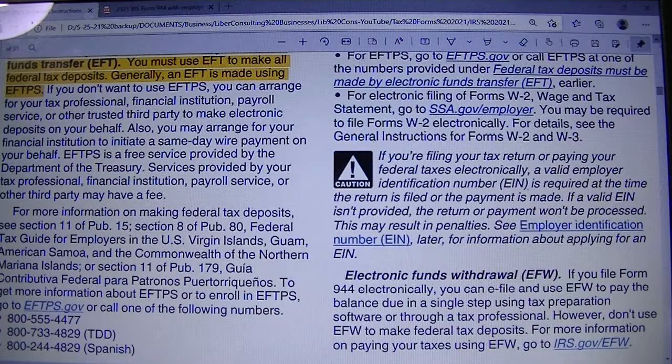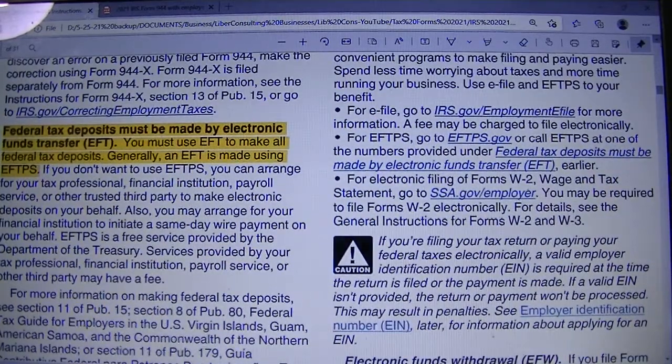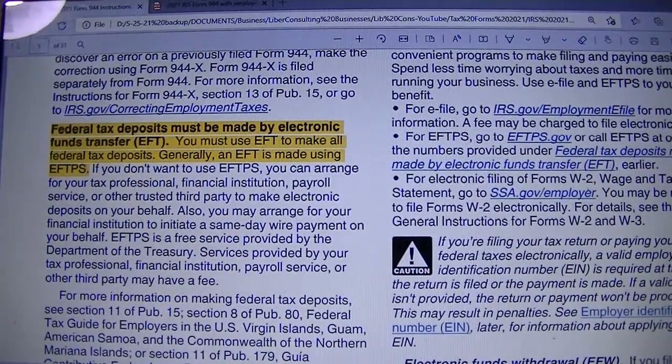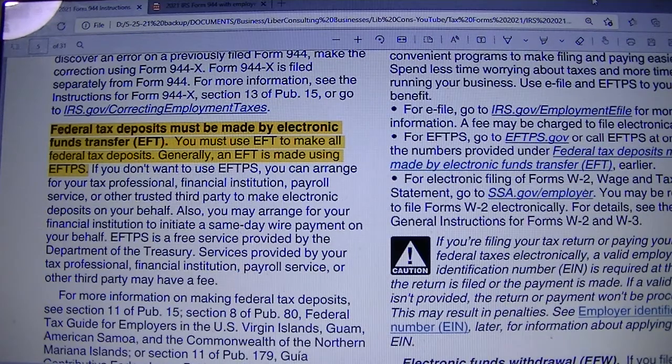Yeah, so when I'm reading an IRS application, I like to highlight it so that when I'm going back to look for something, I can find it easily.